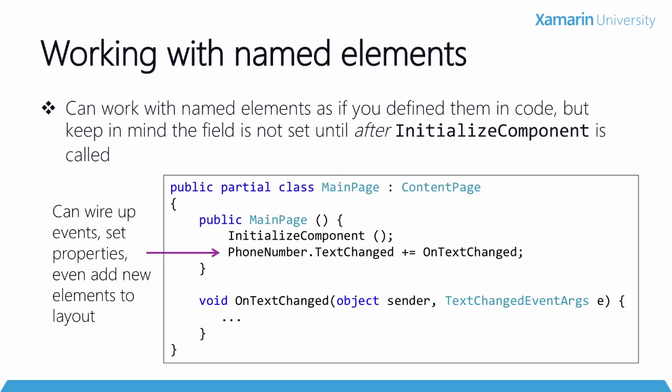Once you've provided a name for an element, you'll be able to interact with that element in the code behind file just as if you had defined it in your own code. Here you can see that we're hooking into the text change event for our phone number. One important thing to remember here is that the field won't be initialized until after the initialize component method is executed. So any code that interacts with the element should be placed after this call, as you can see here in the slide.